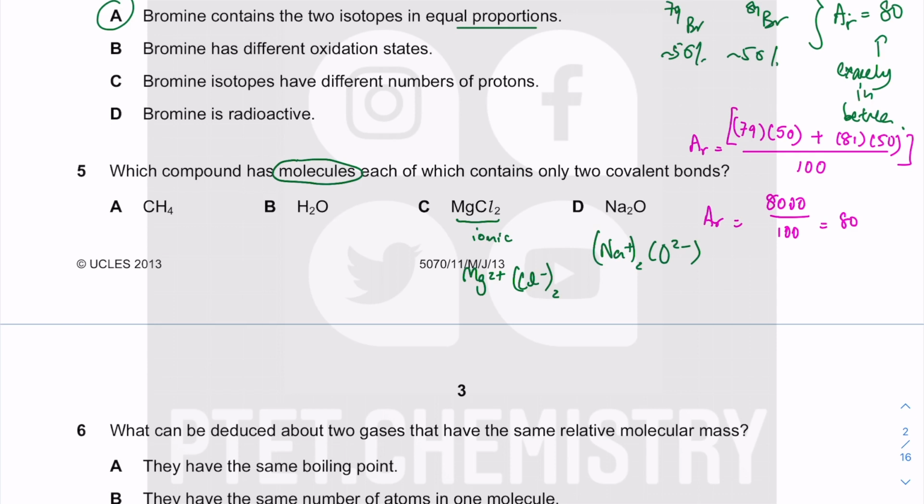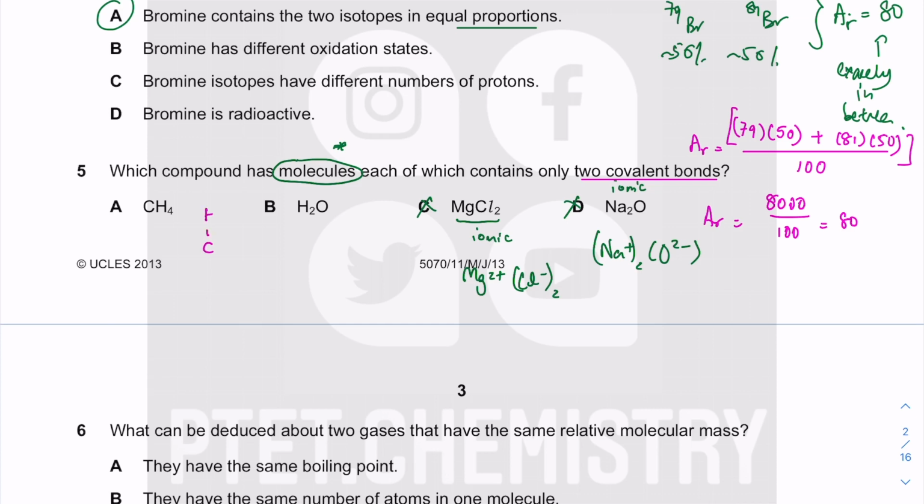So the bonding between metal and non-metal typically involves transfer of electrons. That's why you have giant ionic structure, because it's the interaction between the oppositely charged ions. So the fact that they tell you it's molecules, I can cross out C and D. And then they say covalent bond. So that should be even a giveaway that these are ionic. These are not covalent bond between the metal cation and the non-metal anion.